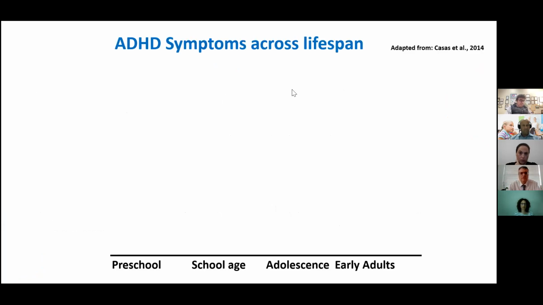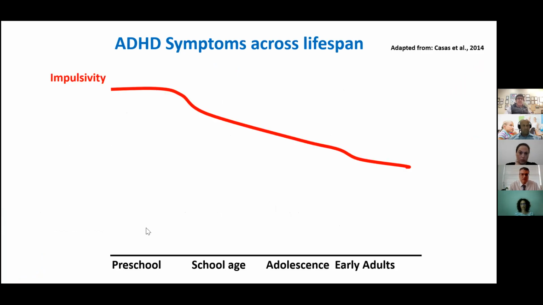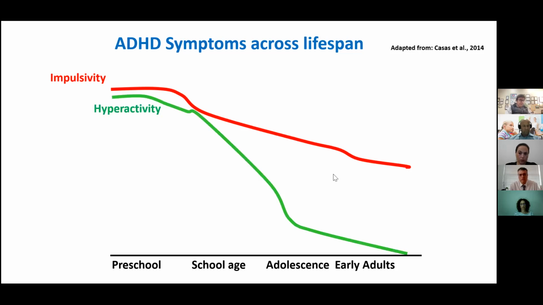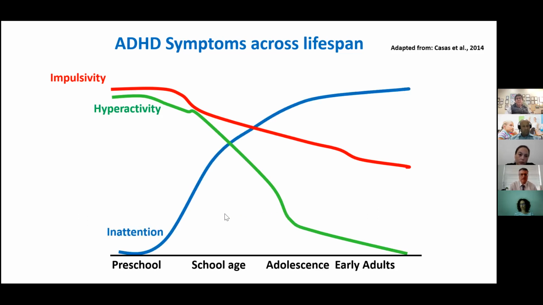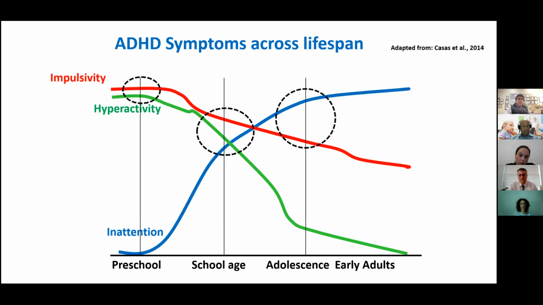as far as how to know where to start when you're starting treatment. So ADHD changes through the lifespan, and you have impulsivity that is going down from preschool to early adults, although it doesn't go down all the way. Hyperactivity goes down in adolescents, and then inattention tends to go up. So depending on the moment where you see the patient, you're going to see a different set of symptoms. And it might be very, very different.